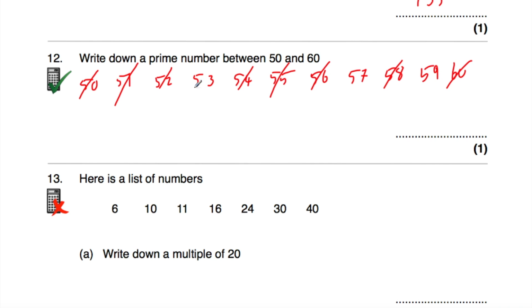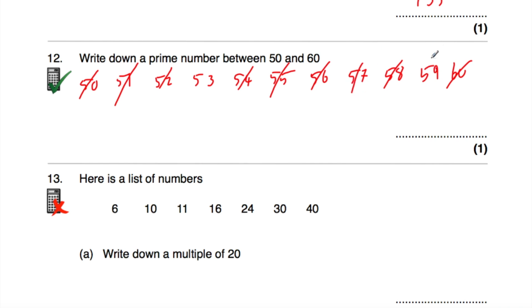It's divisible by 3. 53, well, 5 plus 3 is equal to 8, and that's not in the 3 times table, so 53 may be prime. 57, well, 5 plus 7 is equal to 12, and 12 is in the 3 times table, so that means that 57 is divisible by 3. And again, you can check that in your calculator. You could do 57 divided by 3, and that's equal to 19. So let's cross that one out.